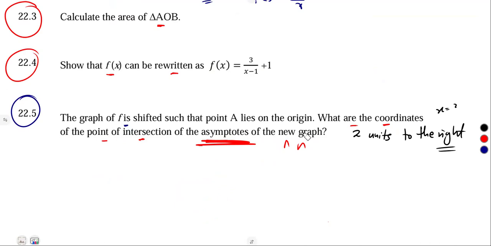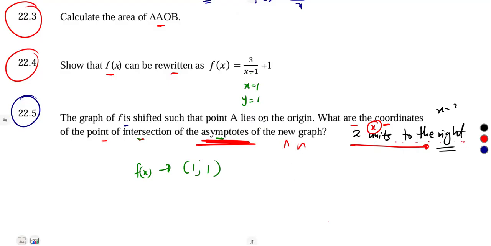This is how you answer your question from that understanding. They are asking for the coordinates of the point of intersection of the asymptotes of the new graph. So from the old graph, f of x, what was the point of intersection of the asymptotes? Our asymptotes here: x is equal to 1 and y is equal to 1. So the intersection was 1, 1. From f of x, a transformation occurred where x moves 2 units to the right.